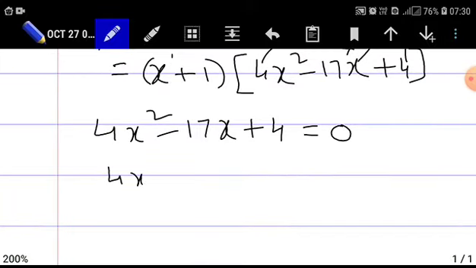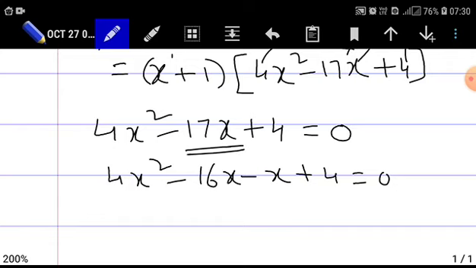So we can write 4x square minus 16x minus x plus 4 equal to 0. So 17x is split into minus 16x minus x. How we did it, I think you already know: 4 into 4 is 16, 16 into 1 is 16, so 16 plus 1 is 17. So we have taken minus for both. So when we add this minus 16 minus 1, we get minus 17x.